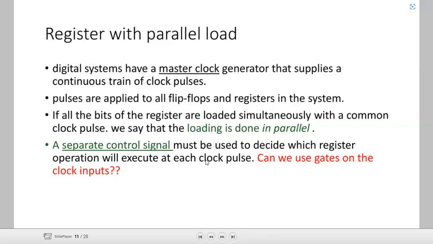The last part says the separate control signal must be used to decide which register operation will execute at each clock pulse. So if you have a clock and the clock is pulsing a certain way, let's say for instance the CPU is supposed to work at every 10th rising edge, every 2nd rising edge is the keyboard. You understand? Yes, sir. And so forth. Every 3rd rising edge might be the mouse, and different things like that.